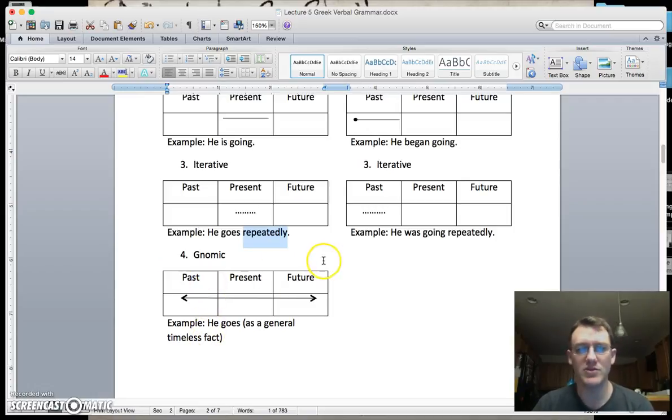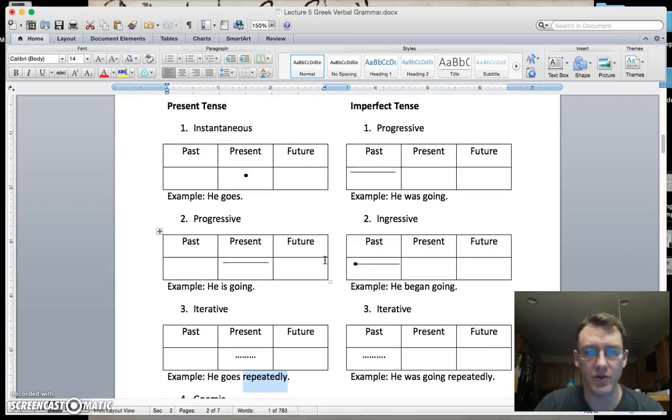Those are the 4 options, and then you'll notice that we have some similar options for the imperfect tense just in the past. So we have the progressive imperfect, just like the progressive present, but in the past. So instead of "he is going," "he was going." All right.